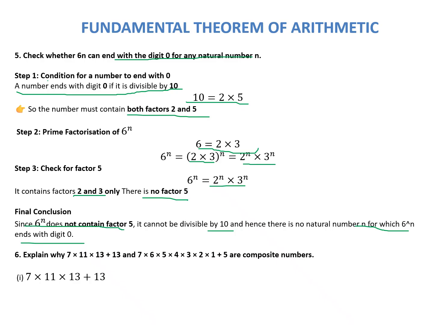Next, we have a question. We have 7 into 11 into 13 plus 13, and now we have to prove that these are composite numbers. So we'll go with the first number and look at the solution in the next slide.